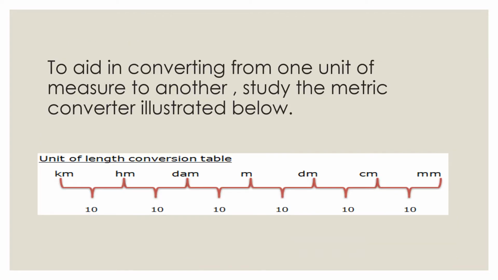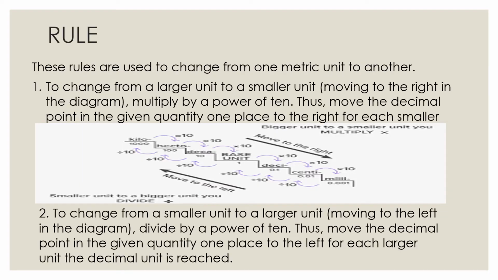Now, to aid in converting from one unit of measure to another, let us study the metric converter illustrated below. So here, from kilometer, hectometer, decameter, meter, decimeter, centimeter, and millimeter. From one step, we multiply it by 10. On the next slide, we will have the rules. Okay, what is the rule? These rules are used to change from one metric unit to another.